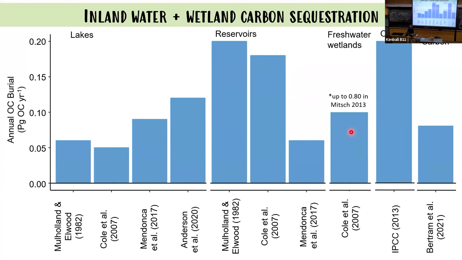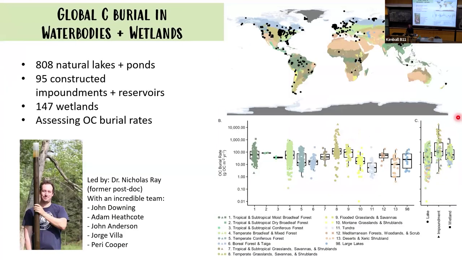So this work is going to be the best in terms of what we have so far, in terms of a process-based model predicting what carbon burial rates are. So we've compiled data from 808 natural lakes and ponds, 95 constructed impoundments, so that might be a farm pond or it might be a big reservoir, and 147 wetlands. The wetland data for freshwater wetlands is lacking, unfortunately. And we're assessing organic carbon burial rates.